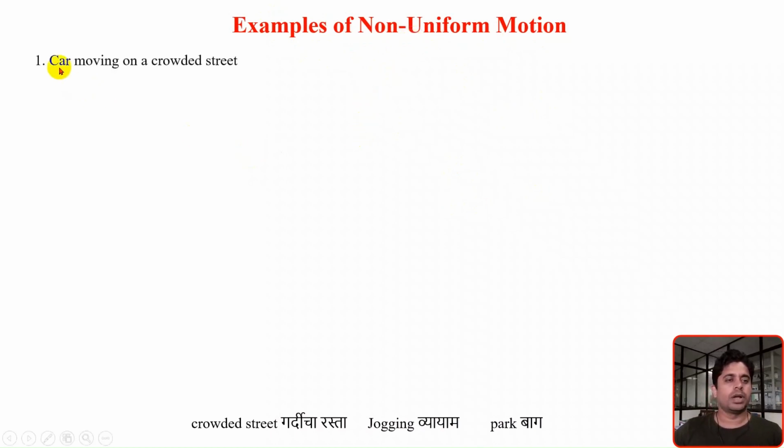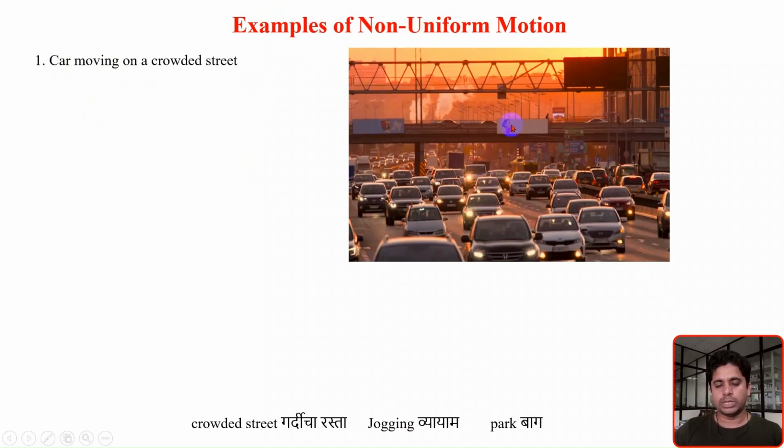So the first example is a car moving on a crowded street. As we know, whenever there is a big traffic jam, or whenever you come to a toll plaza, there are a lot of cars. At that time, whether you want to increase, decrease or maintain the speed of the car, it is not decided by you. Whenever you are in such a crowded place, your car speed will be decided by the person in front of you who is driving that car.